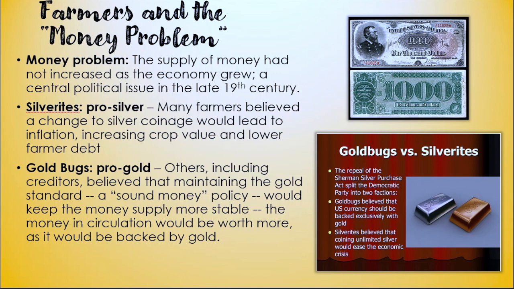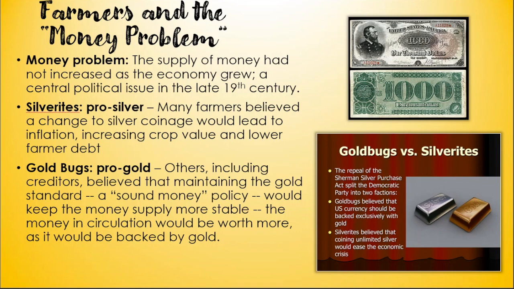And many farmers believed that coining silver rather than having a gold standard system would lead to inflation, which in turn would increase the value of their crops and reduce their debts. It would decrease the value of the money, but more money would be in circulation. And so this is where the inflation would come in, right? Because inflation is when the price of things go up and there's more money in circulation, but that money is worth less.